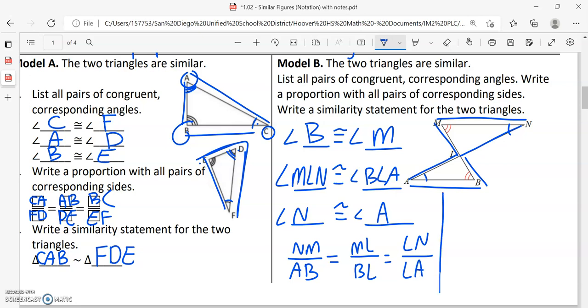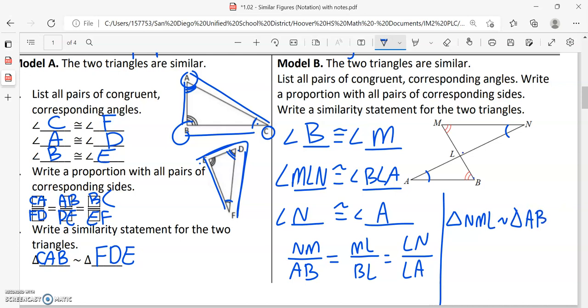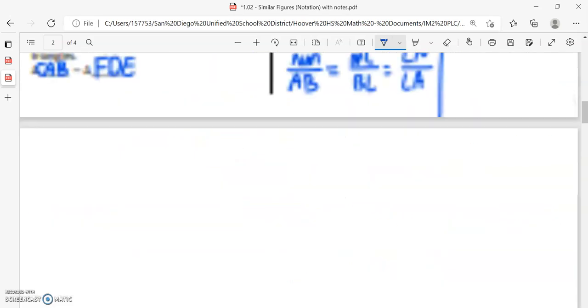And finally, we've got to write our triangle similarity statement. So I'm going to do the same process I just did. We'll go from this 1 mark to the M to the middle, so NML. So NML is similar to, we did 1 to 2 to middle, so ABL. And we are done.